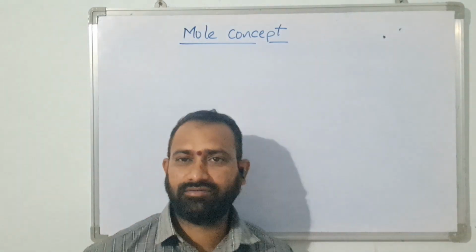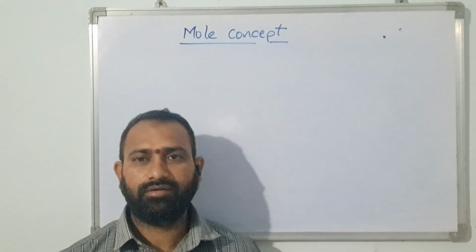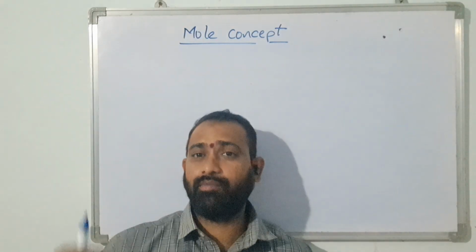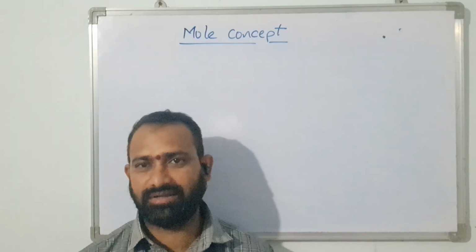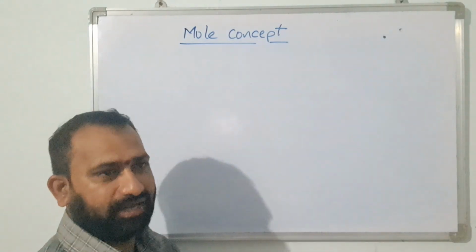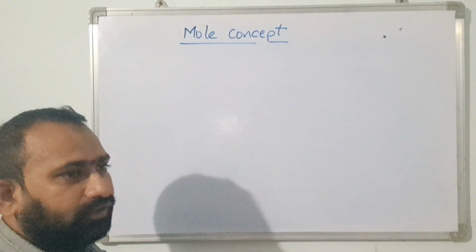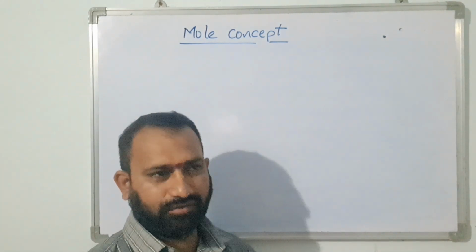We are discussing the mole concept. In our previous classes, we discussed the important definition of the mole. A mole is the amount of substance which contains Avogadro number of particles. That is simply called a mole. Based on that definition, I want to give some information about atoms and molecules.